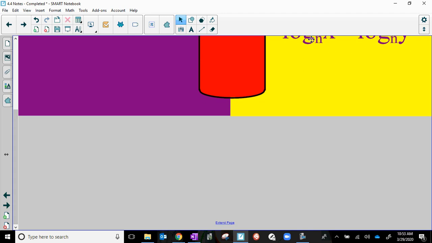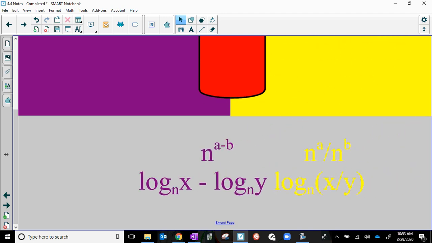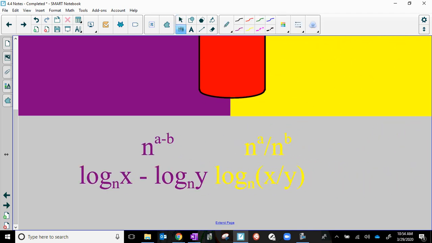All right, let's take this and bring it down here and write down our two rules. So when you subtract exponents, it becomes dividing of like bases. It's using that exponent rule backwards. So if you're subtracting two logs, you can condense them down to one by dividing the number inside.